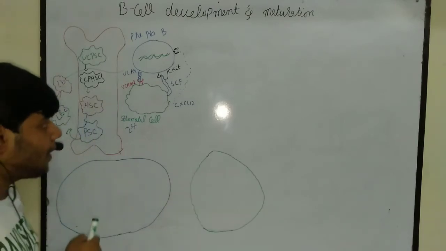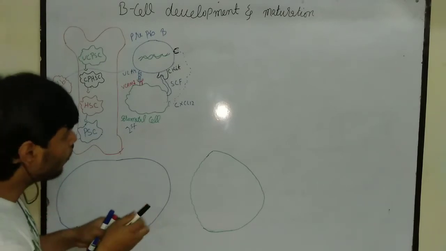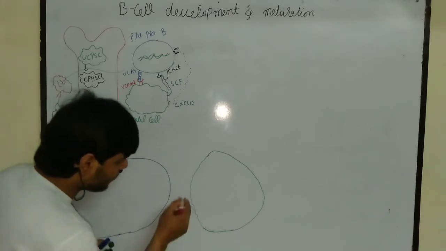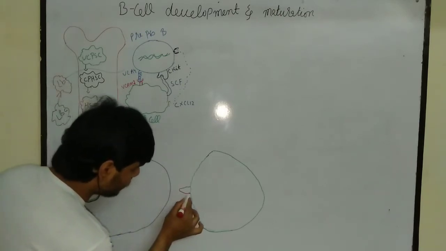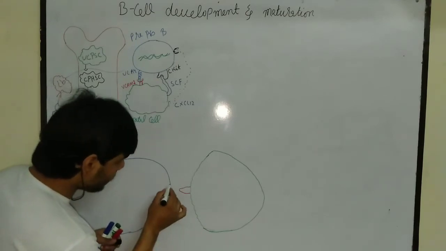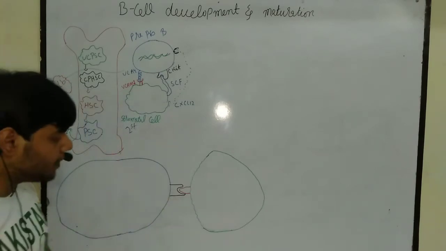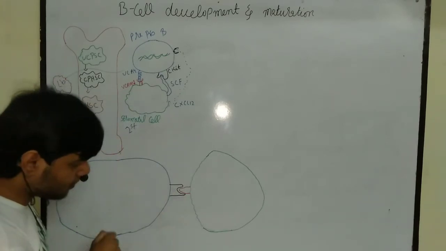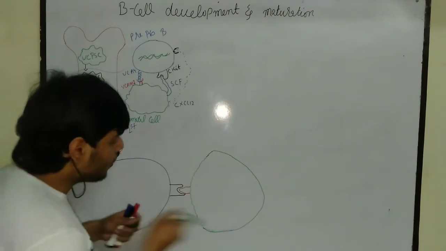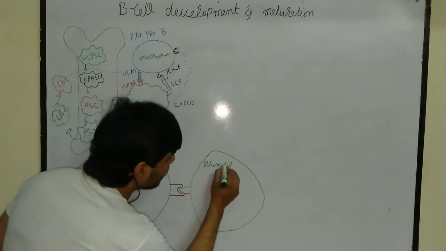Okay. Now again this pre-pro B cell will contact the VCAM of the stromal cell. So this is again VCAM, and with the help of VLA4 of the B cell. So once this recognition is done, after that what happens? This is the second stromal cell. Okay, stromal cell.